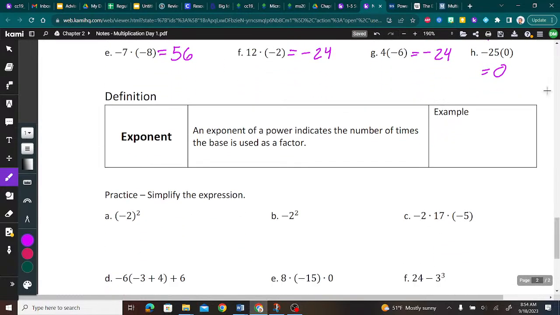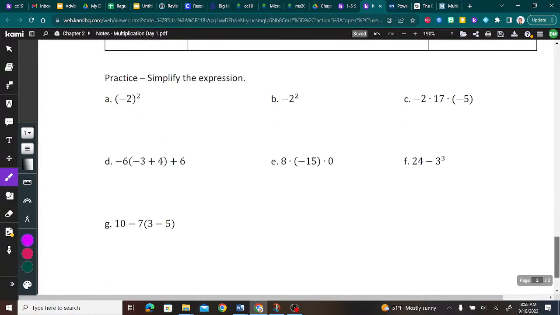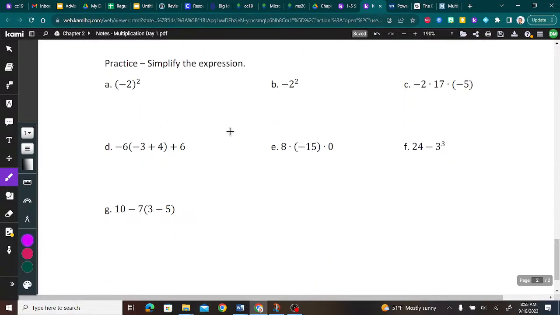An exponent. An exponent of a power indicates the number of times the base is used as a factor. So for instance, 5 squared means 5 times 5, and that's 25. So keeping that in mind, we're going to do some problems down here. You should again stop and pause the video and try some of these out and see if you get the same answer as I do.